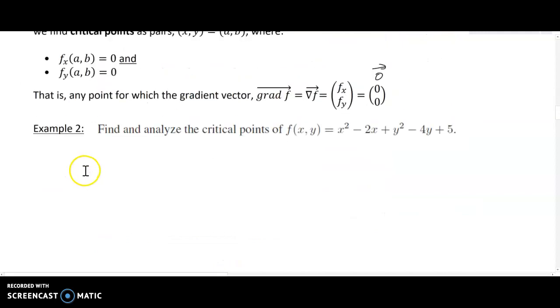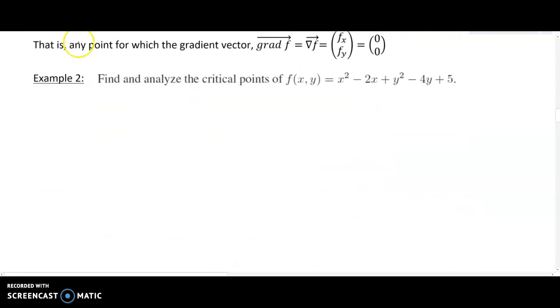Let's take a look at an example where we will demonstrate the use of this principle to find critical points. So example 2 says find and analyze the critical points of f of x, y equals this thing. So first I'll compute my partials, and the derivative with respect to x is 2x minus 2. The derivative of y squared, negative 4y, and 5 is 0 with respect to x. And then f sub y of x, y is equal to 2y minus 4.